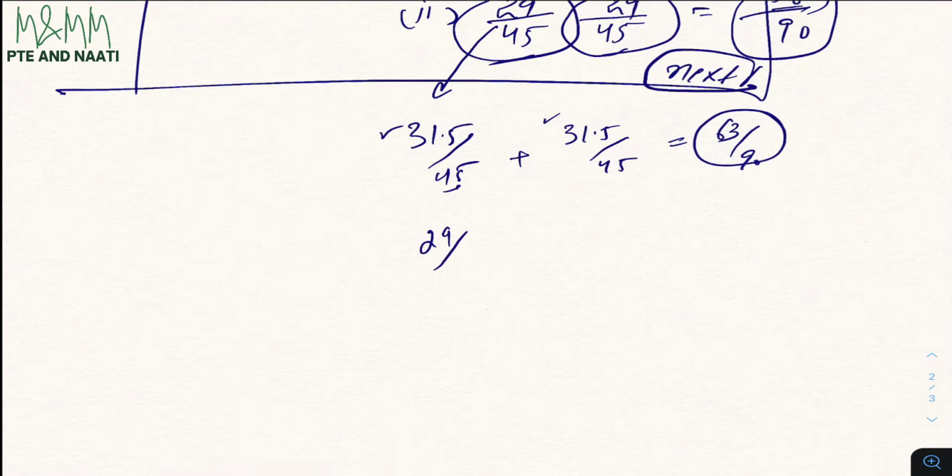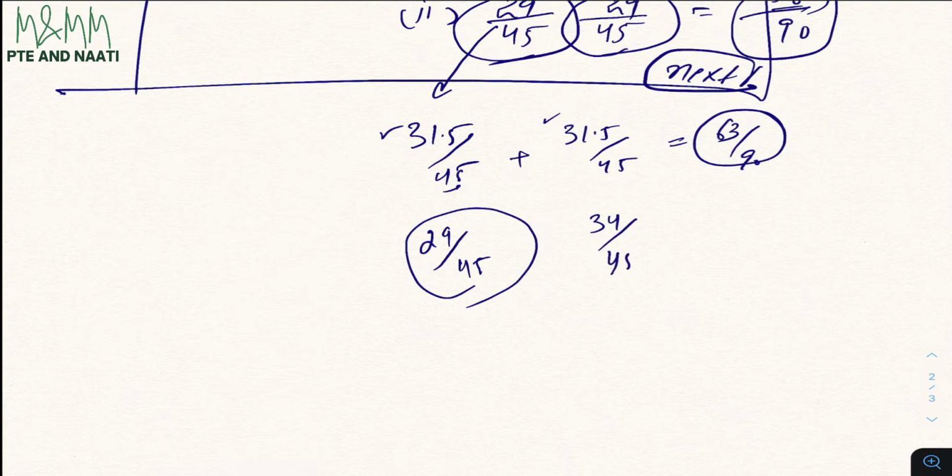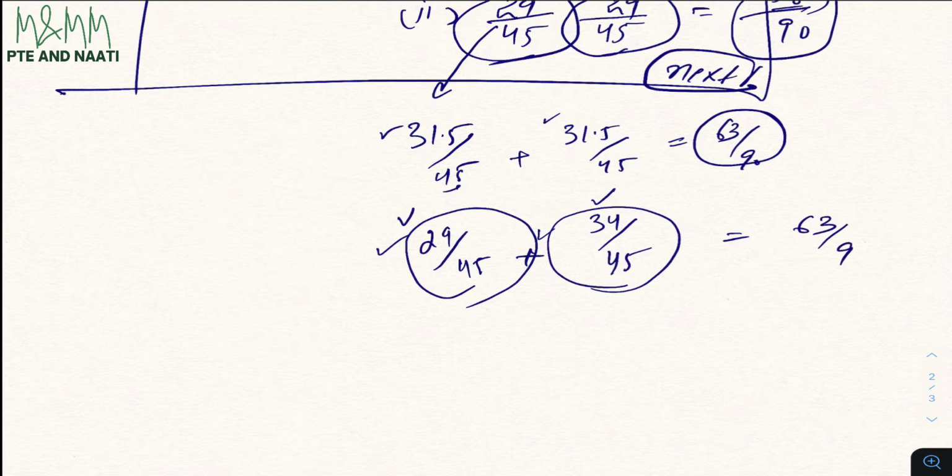Or let's say you get 29 in one dialogue, and 34 in the other dialogue. Still, individually you are getting 29 or above in both the dialogues. 29 is a pass, 34 is a pass. And if you add these numbers up, you're still going to get 63 out of 90. So you're still going to be passing this exam. So minimum 29 has to be there. Overall, if you add those two dialogues up, it has to be minimum 63 as well.